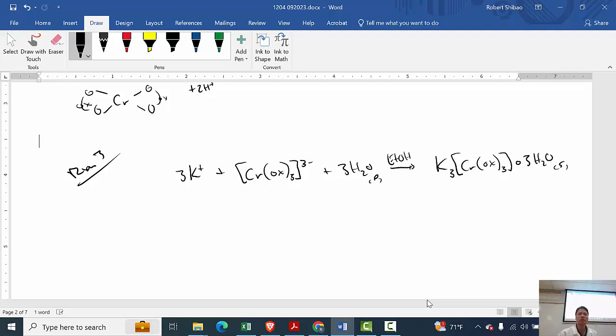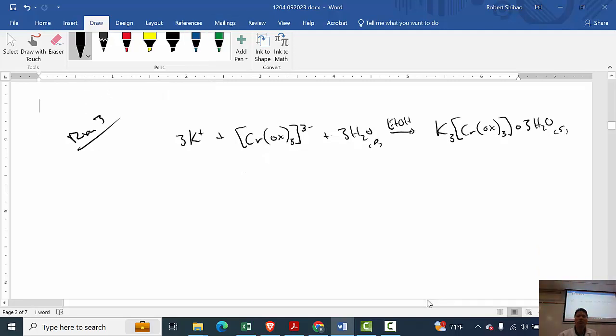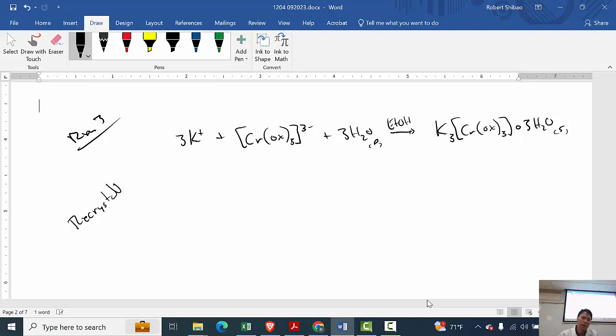So this is our original precipitation. And then what we did is a recrystallization. In the recrystallization, we're just trying to reverse this by taking our solid. This is our solid we isolated by filtration. And dissolve it in water.